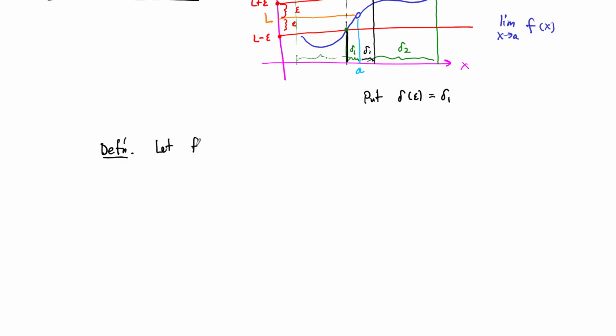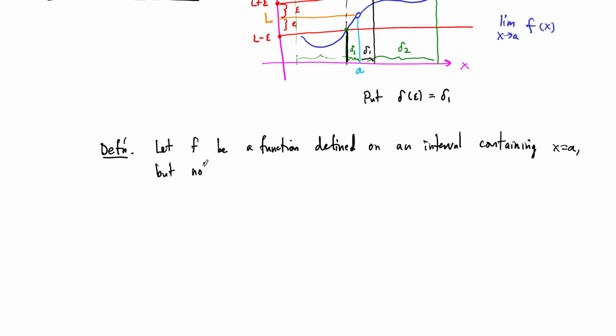So let's let f be a function defined on an interval containing the point A. So it needs to be defined near A, that's what we're saying here. So containing x equals A, but not necessarily defined at A. So in this picture I drew a hole there. We never actually get to A though, right? So we have to say this then. So not necessarily at this point x equals A.